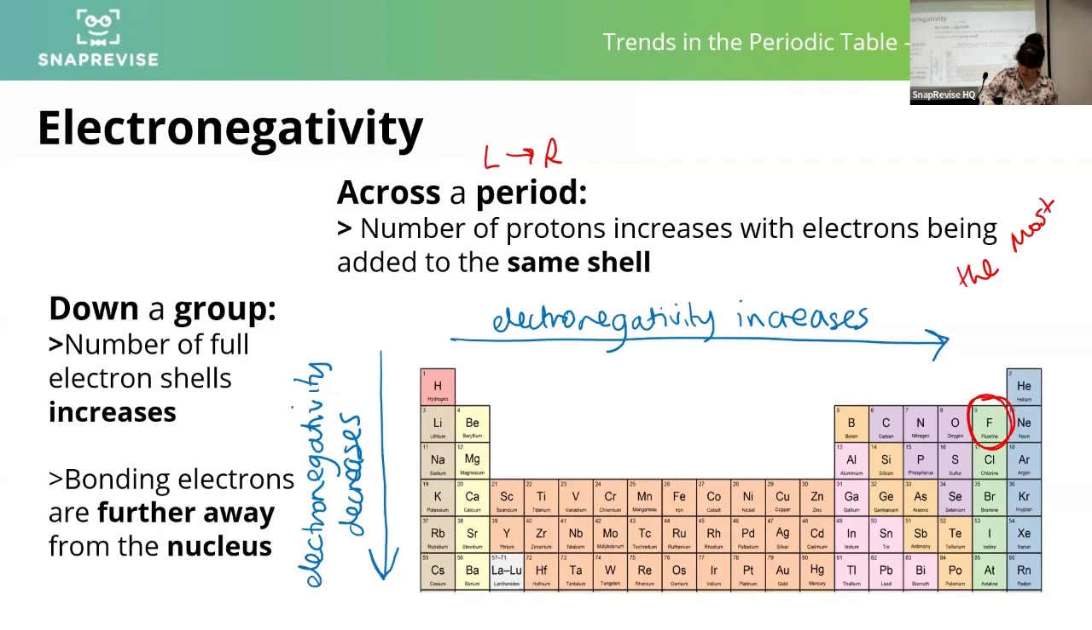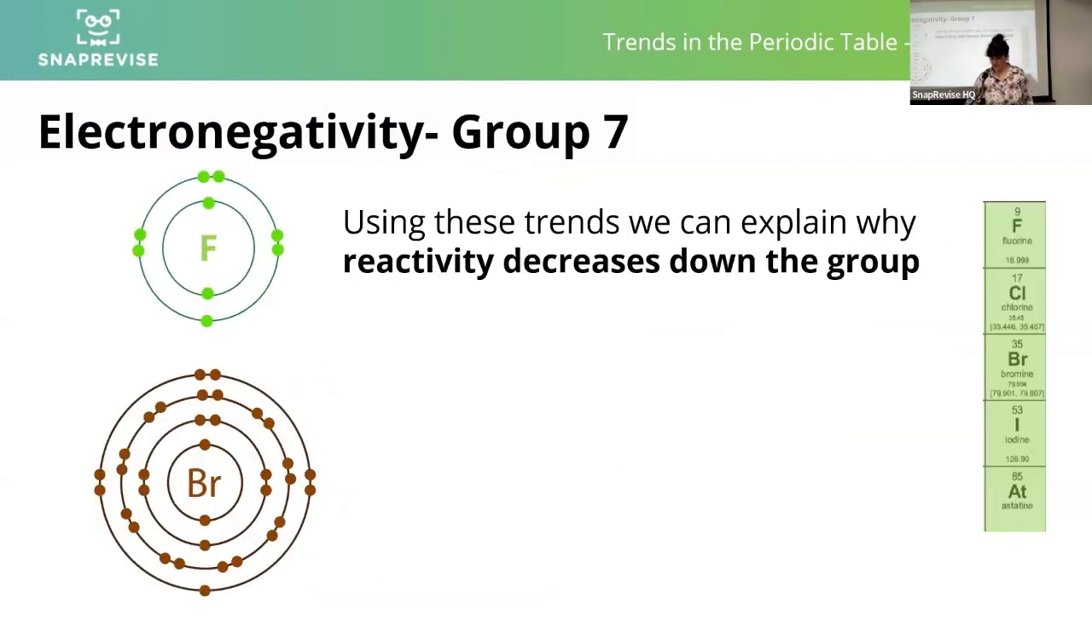So if you can remember fluorine is the most electronegative, then that helps you to remember the trends, because that's got to be the top, the most within the trend. Let's keep going. So using these trends, we can explain why reactivity decreases down the group. So reactivity of the halogens decreases down the group, and we can explain it using our electronegativity.